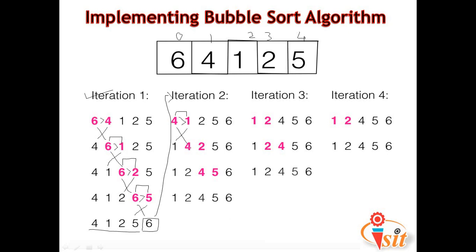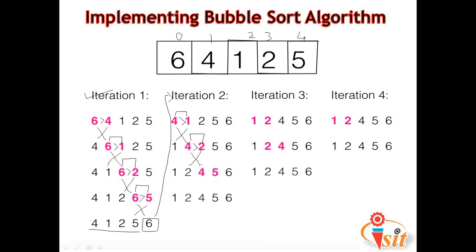Now the second element, that is the 4 and 2. Now the 4 and 2 are going to be compared with each other. Now the first element, that is 4, is greater than the second element 2. So because of that, we need to do the swap. So 4 becomes here, 2 becomes here.